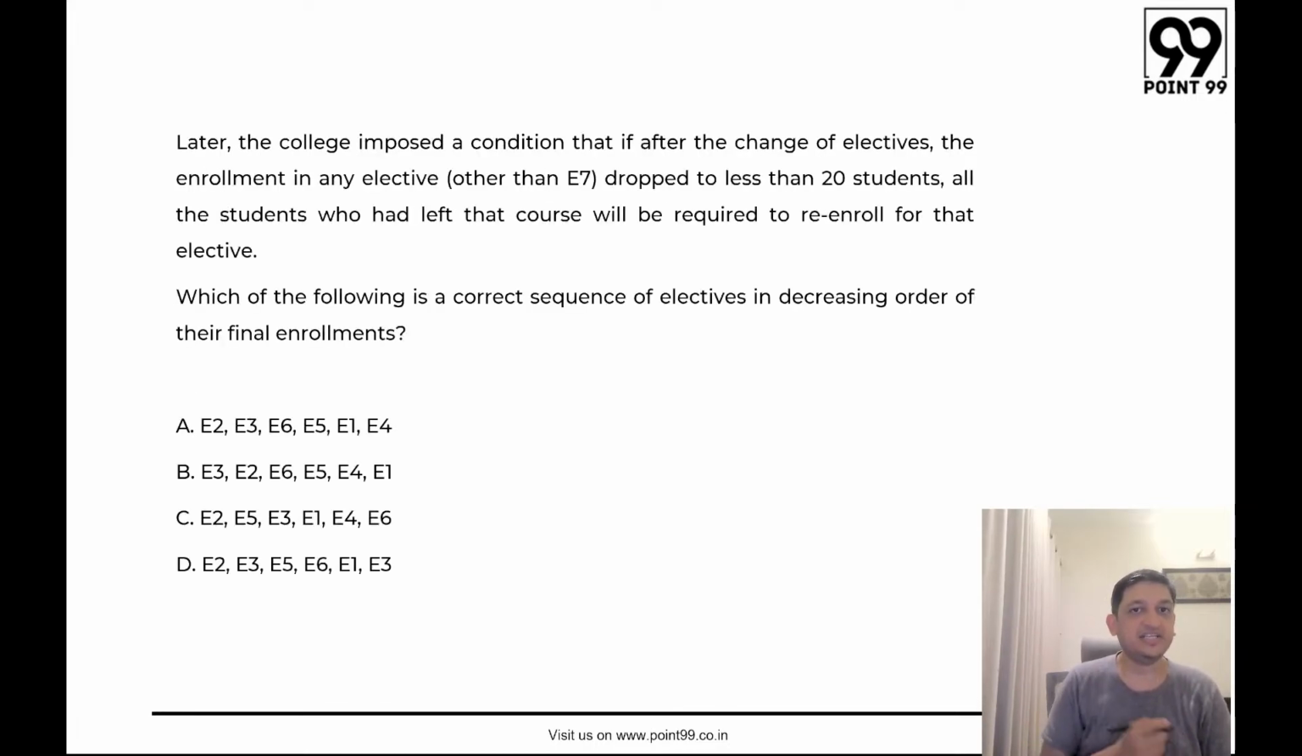And last में later the college imposed a condition and then something happened. So this is basically an if question. If question का मतलब क्या होता है? There is some information that is given to you and you have to use this information and recreate the entire table or data that would have been given to you. So that is basically an if condition. So straightforward questions हैं यहाँ पे.